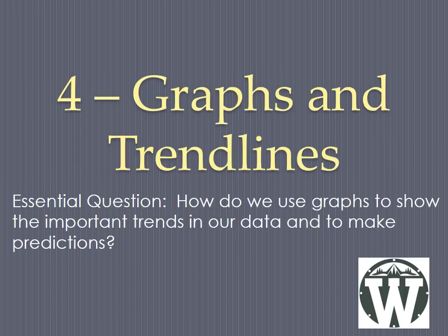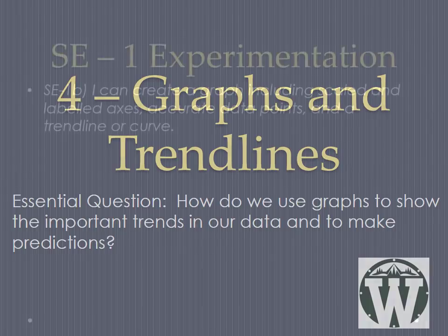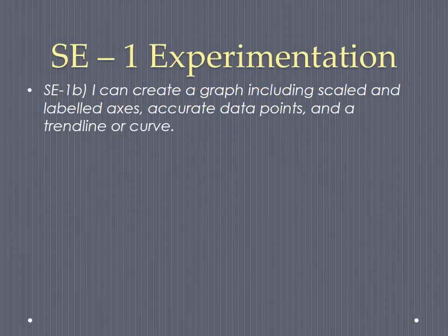Our essential question for the day is, how do we use graphs to show the important trends in our data and to make predictions? We want you to be able to create a graph that includes scaled and labeled axes, accurate data points, and a trend line or curve, because it's a key part in showing your experimental data in science. This is something we will be practicing throughout our first unit and throughout the entire school year.